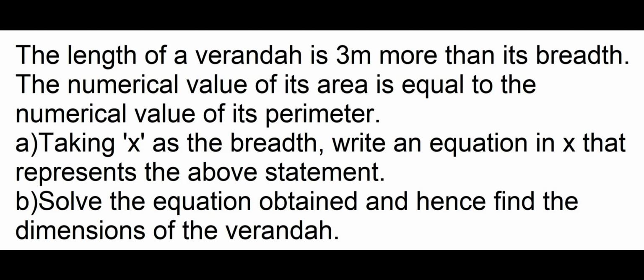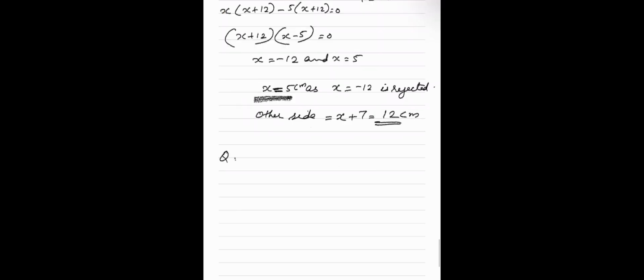So we are considering the veranda as a rectangular area. Here the length of the veranda is 3 meters more than its breadth. If breadth is x, length is going to be x + 3 meters. These are in meters. The numerical value of its area is equal to the numerical value of its perimeter. So basically what they are saying is that area is equal to perimeter. That is also given to you.